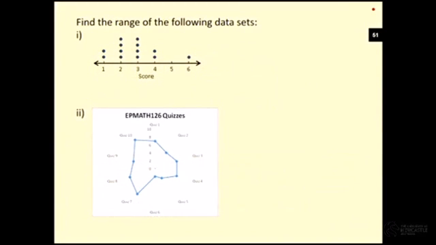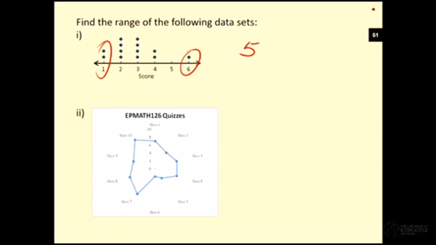So the range of the following data sets, well, in part I, all I care about is the highest and lowest. I don't care about these middle dots. Highest there, lowest there. My range I don't quote as 6 minus 1. I don't say 6 to 1. The range is 5. Highest minus lowest. That's how I put my range. The data spread over 5 units.